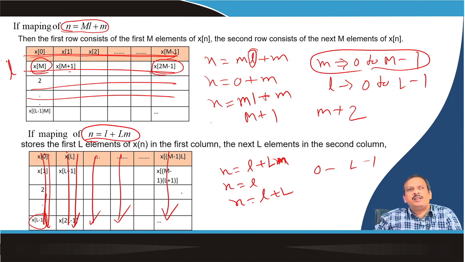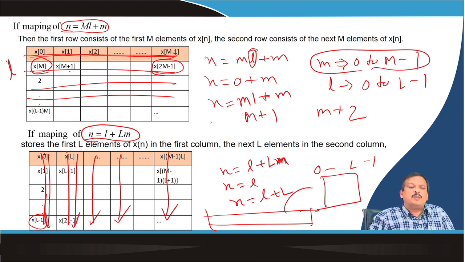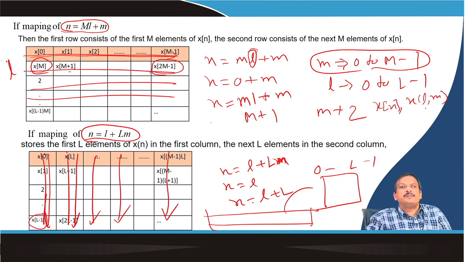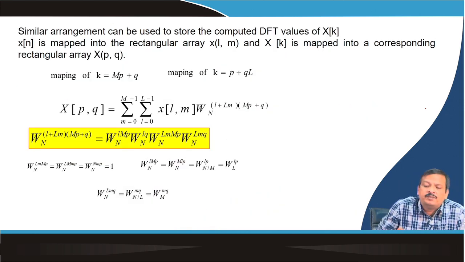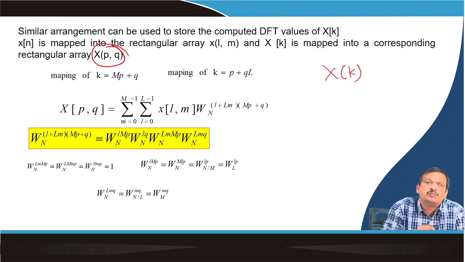Is it clear? So, I have one dimensional data that can be mapped in a two dimensional array. So, my new xn is not x of n, it is x of Lm. Now, if my x is x of Lm, then xk is not x of k, xk will be x of p and q.